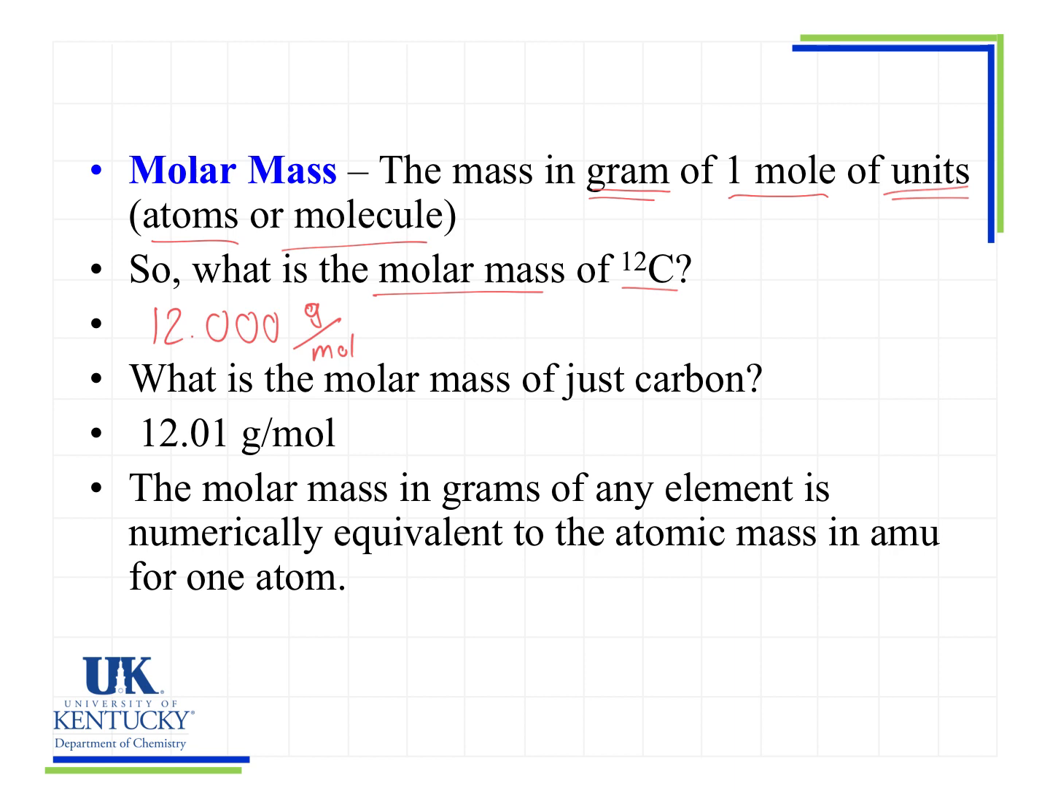Okay, so what is the molar mass of carbon 12? We said in the beginning when we were defining the mole that it's the number of atoms in 12 gram of carbon 12, right? So if the definition of mole is the number of atoms in 12 gram of carbon 12, when you have 1 mole, you have 12 gram, right? So the molar mass of carbon 12 is 12.00 gram per mole.